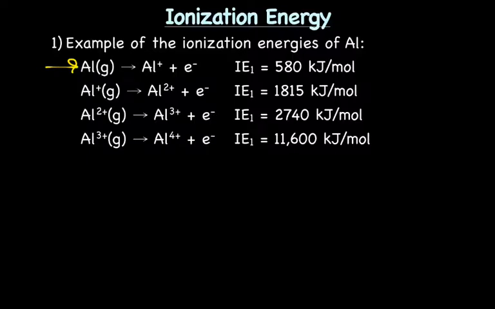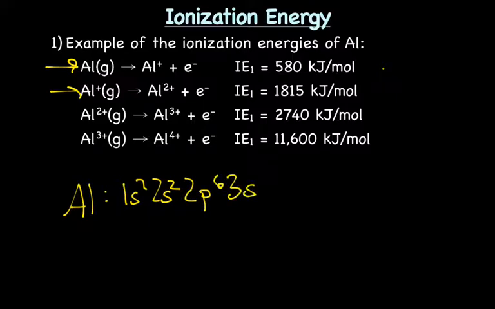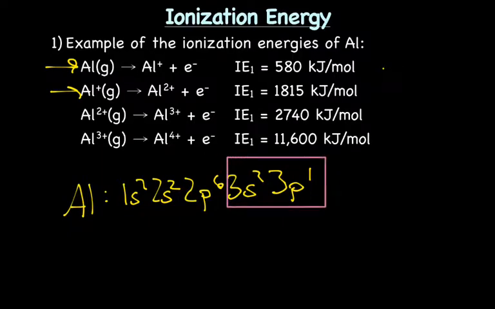And then we can have aluminum 1+ losing another electron to become aluminum 2+, and so forth. Okay, so aluminum, let me draw it: aluminum is 1s2, 2s2, 2p6, 3s2, 3p1. The valence electrons aluminum would lose to become like a noble gas are these 3.